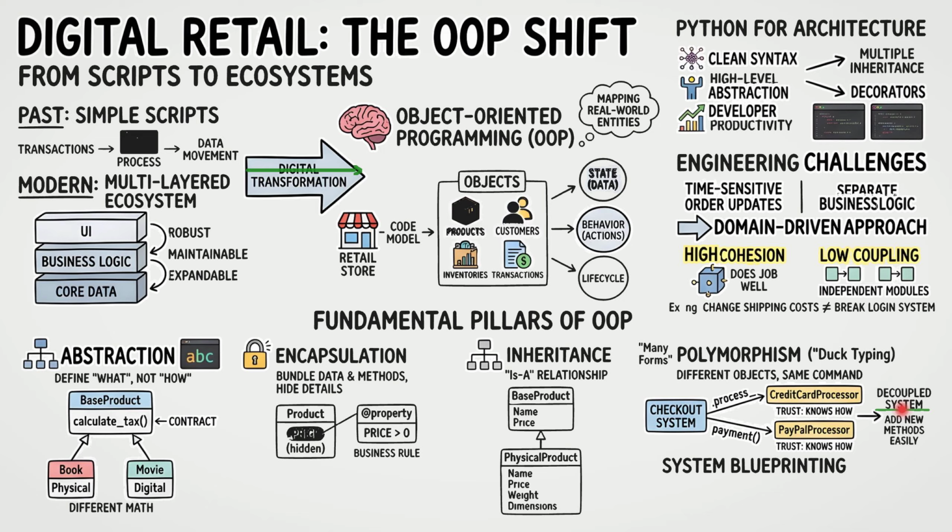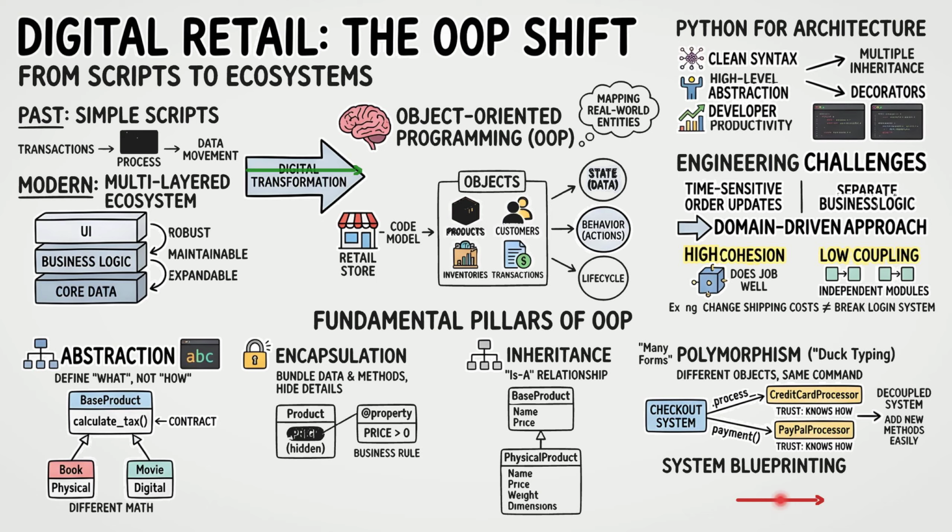Before we write a single line of this code, we plan it all out using system blueprinting, like UML diagrams. These maps clearly visualize the classes, their internal data, and the relationships between entities like customers and orders.